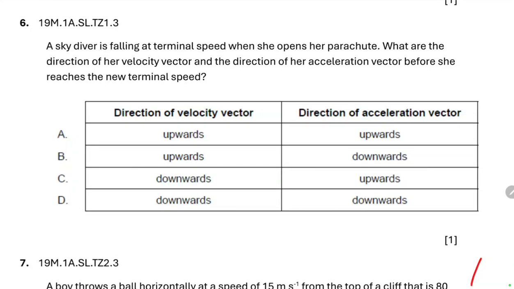Of the question, which is pretty simple, but many of the students lose marks over here because of this silly mistake. Okay, so let us do it. A skydiver is falling at a terminal speed. Okay, first of all, we should understand what is terminal speed.